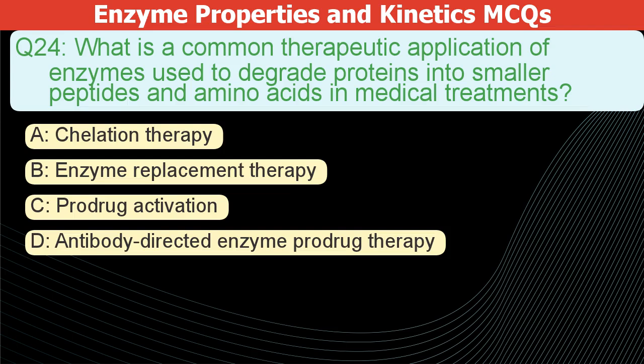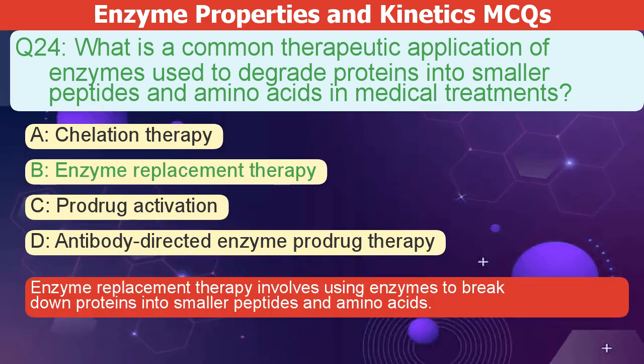What is a common therapeutic application of enzymes that break down proteins into smaller peptides and amino acids in medical treatments? A. Chelation therapy. B. Enzyme replacement therapy. C. Prodrug activation. D. Antibody-directed enzyme prodrug therapy. The correct answer is B. Enzyme replacement therapy involves using enzymes to break down proteins into smaller peptides and amino acids.